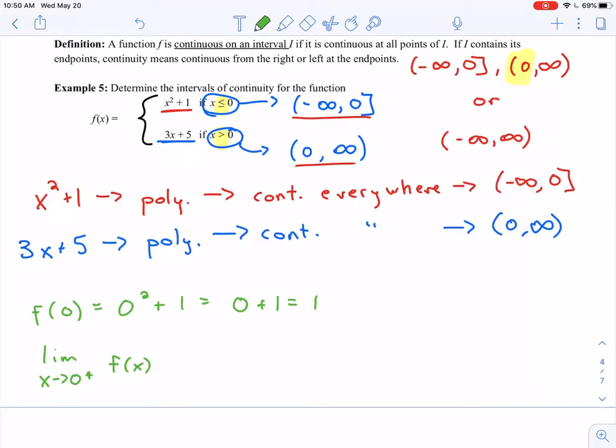If we're on the right-hand side of 0, and if you need to, you can draw yourself a little number line, here's 0. If we're approaching from the right-hand side over here, we're talking about positive numbers. We're talking about this interval of 0 to positive infinity, which means I'm looking at 3x plus 5. So I'm going to take 0 and plug that into 3x plus 5.